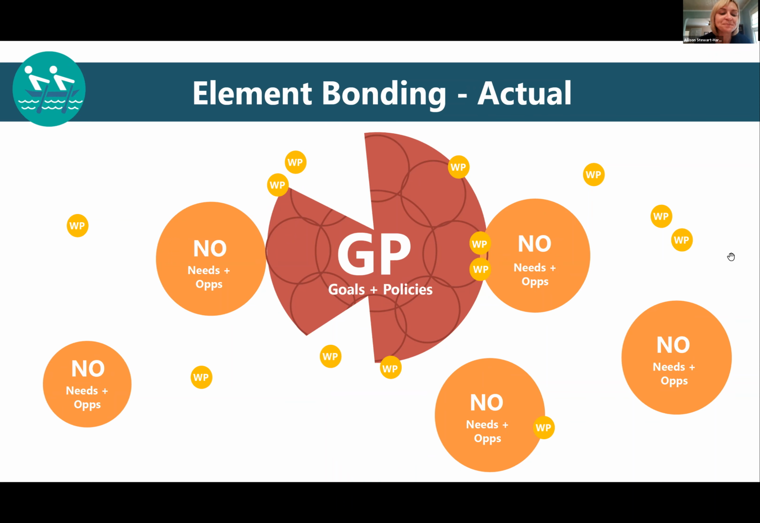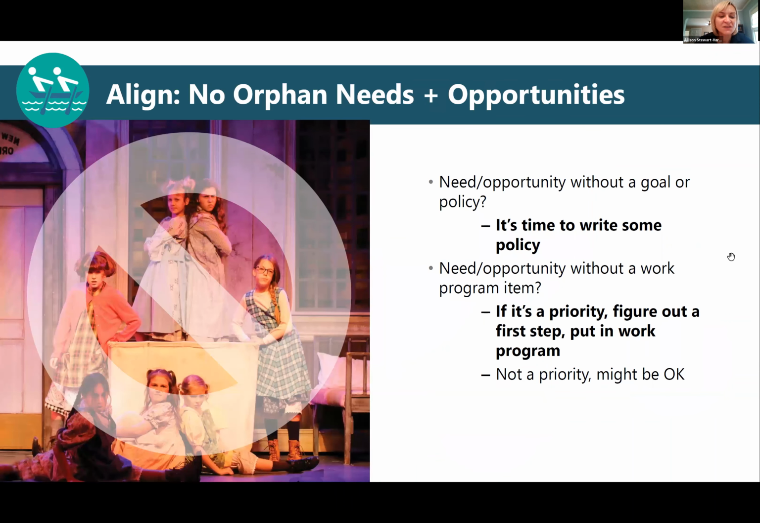Next slide. So the big message I want to get across here is really try to avoid the sort of orphaned items that aren't connected to other items in your comprehensive plan. So for example, if you have a need or opportunity but no goal or policy, it might be time to write a policy. If you have a need or opportunity and it doesn't have a corresponding work program item, if this is really a high priority need, figure out a first step for your work program. And if it's not a priority, it might be okay. Next slide.